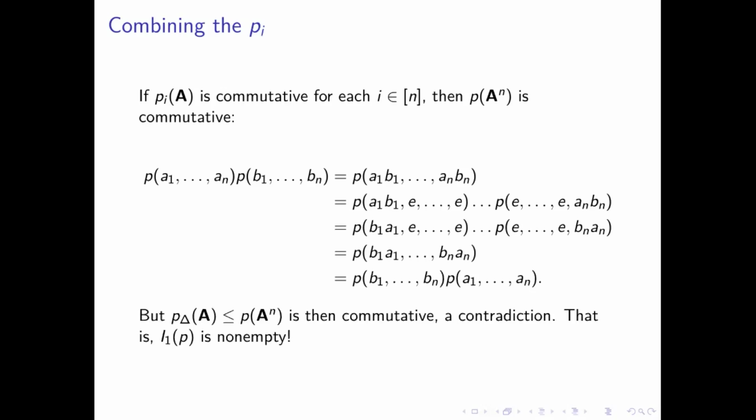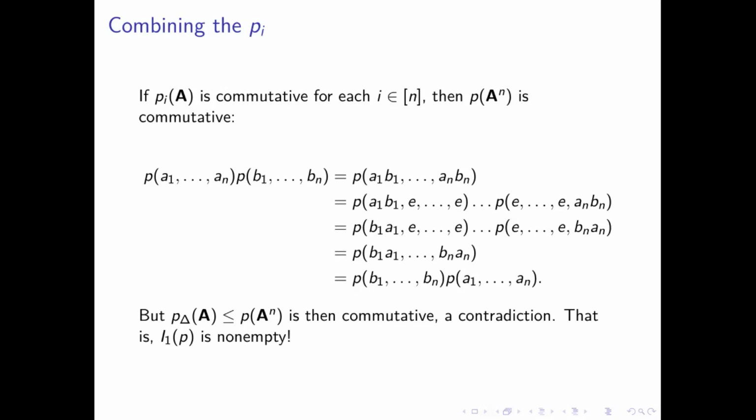Okay, P delta of A is a subalgebra of P of A^n. Remember, P delta of X is just P of X, X, X, X, etc. So if Pi of A is commutative for each i in n, it would tell you that this larger algebra is commutative, which would tell you that P delta of A is commutative. Okay, in the original assumption that we were working with, that is not the case. So it is not the case that each of these Pi of A's is a commutative monoid.